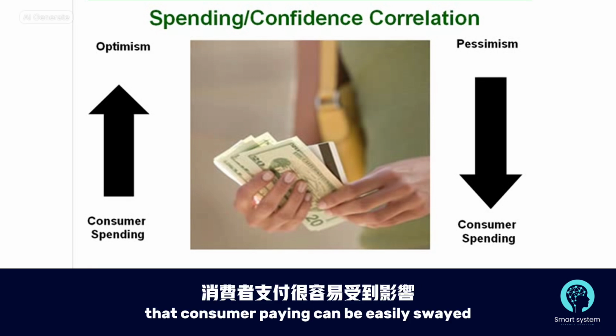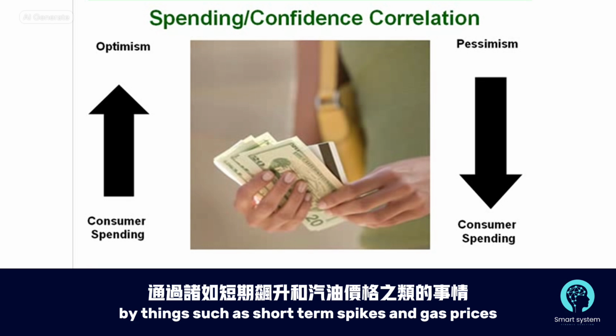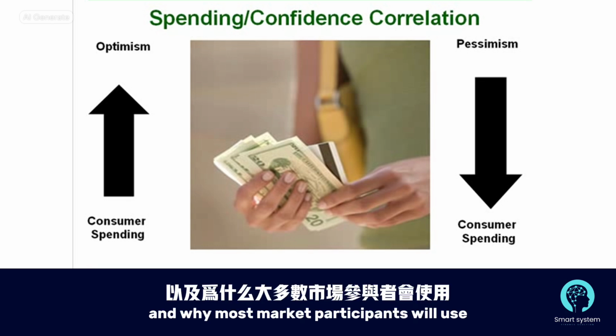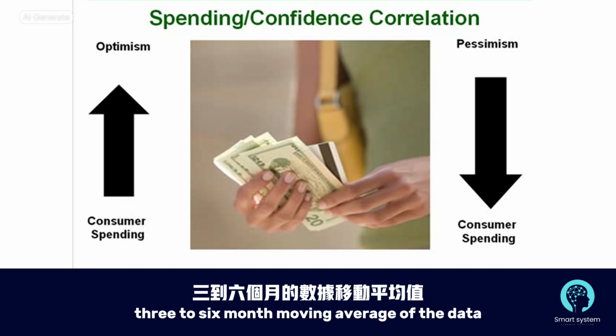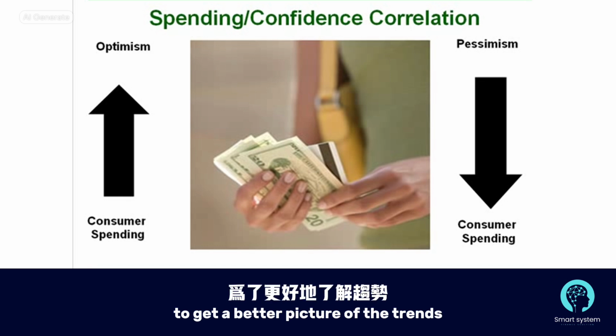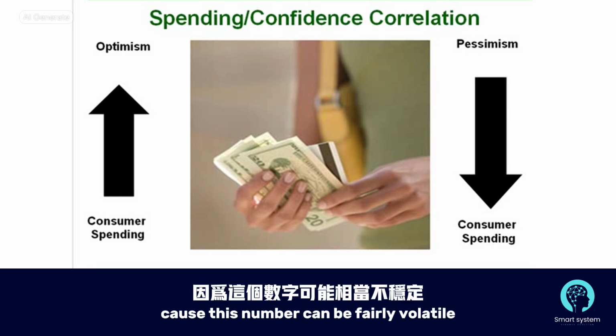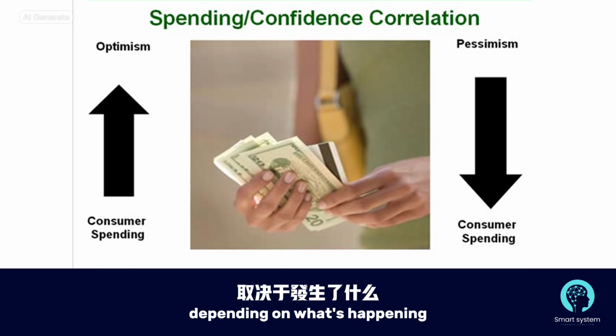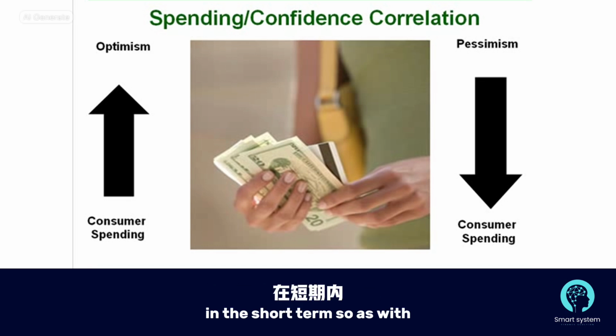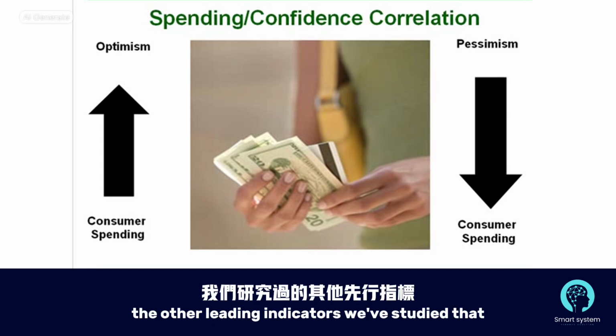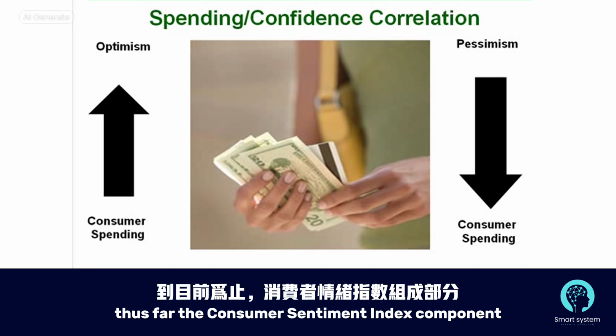It's for this reason that consumer opinion can be easily swayed by things such as short-term spikes in gas prices, and why most market participants will use a 3 to 6 month moving average of the data to get a better picture of the trends in consumer thinking, because this number can be fairly volatile depending on what's happening in the short term.